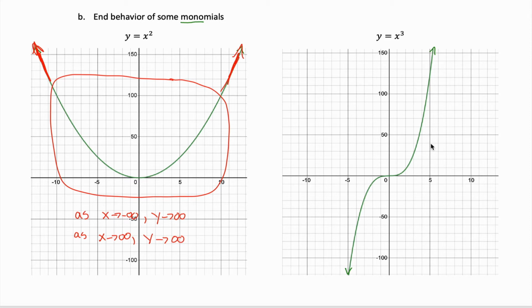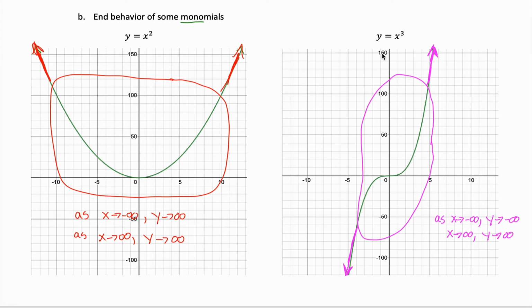That's different than what you see over here, where again, we're not concerned with the middle of the graph, but we recognize when we go far enough out to the right, this graph goes up forever. And when we go far enough out to the left, this graph goes down forever. So we could state its end behavior as when we go to the left, again, x towards negative infinity, we go down, y towards negative infinity. And when we go to the right, x towards positive infinity, we go up, y towards positive infinity.